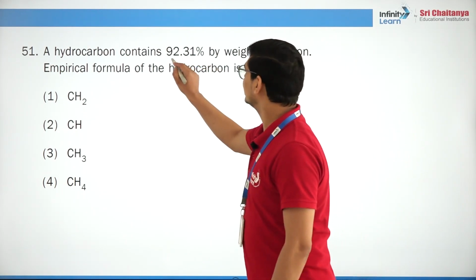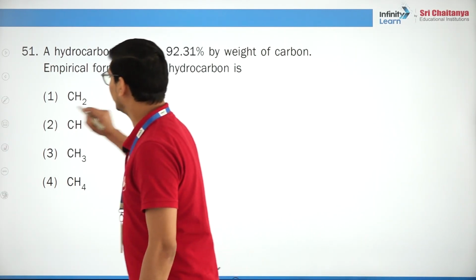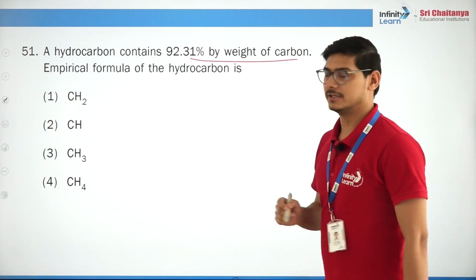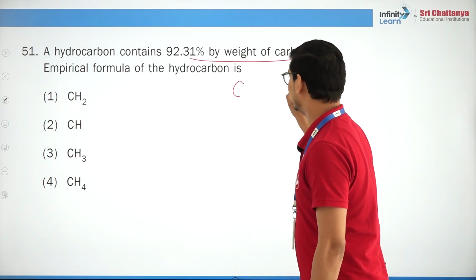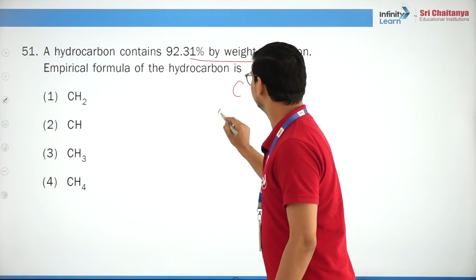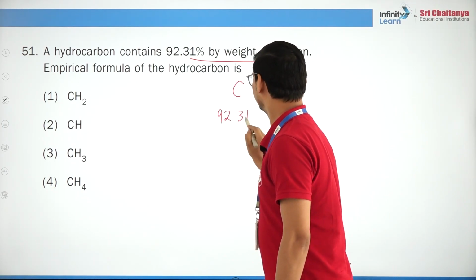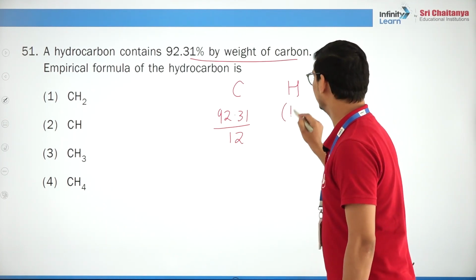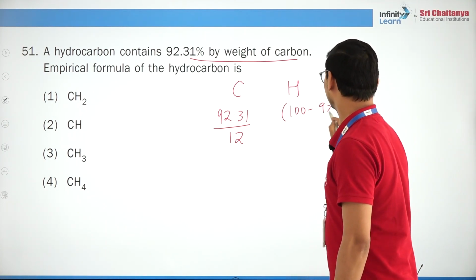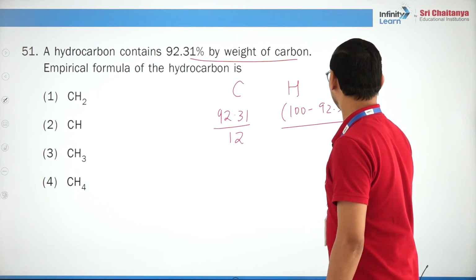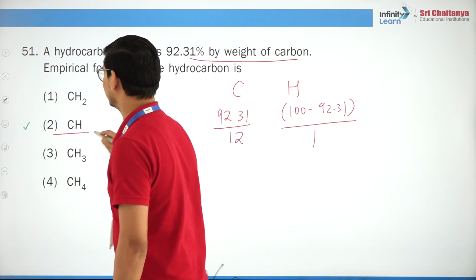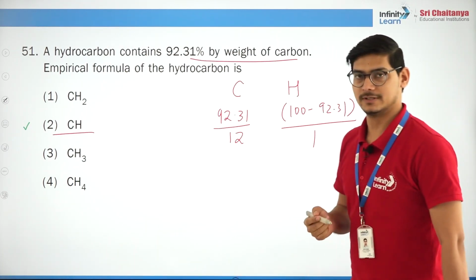A hydrocarbon contains 92.31% by weight of carbon. So what is the empirical formula? Yes, that is the molar ratio, and this will be... right. So you can find out the molar ratio, right? So the correct answer will be CH. It will come out to be 1 by 1. Clear?